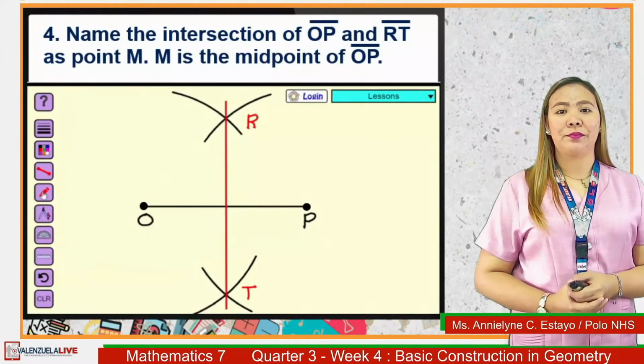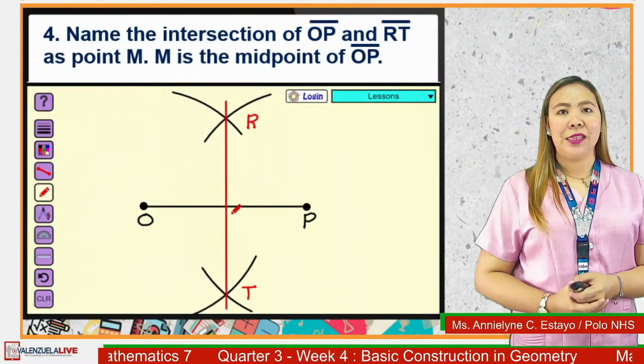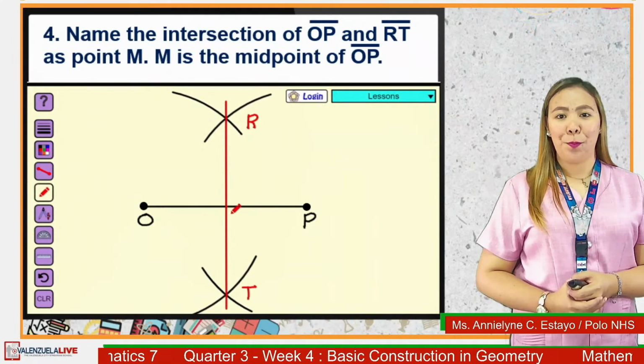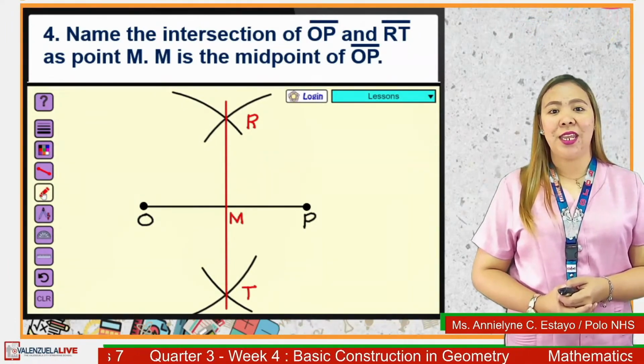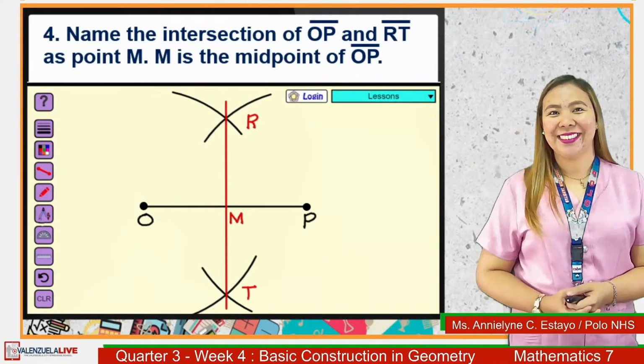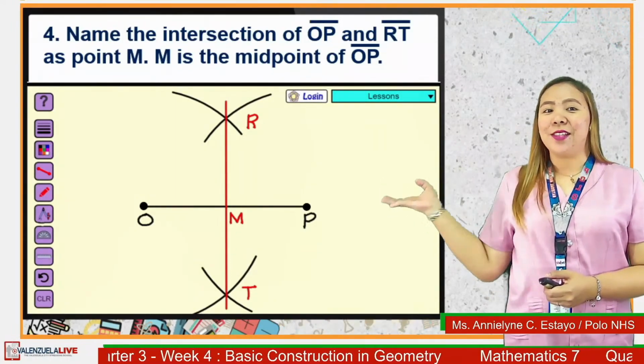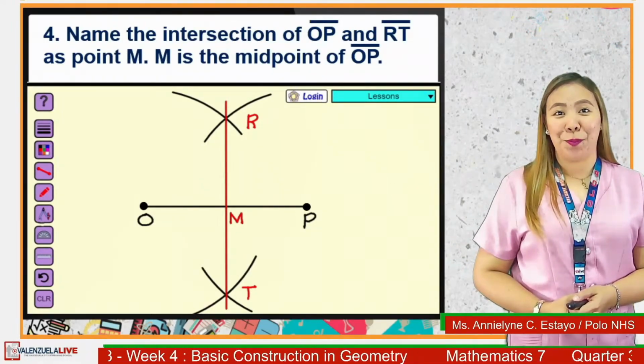Step 4. Name the intersection of segment OP and segment RT as point M. M is the midpoint of segment OP.